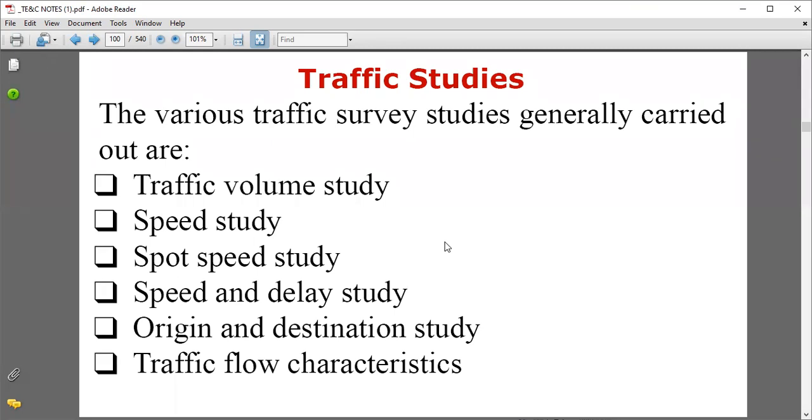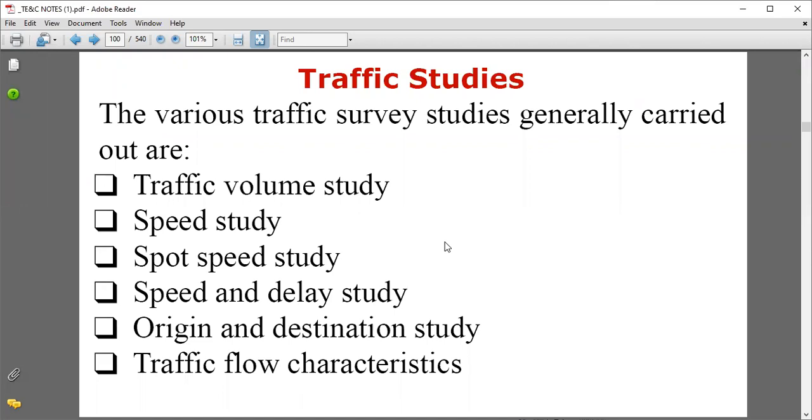We can take a judgment about that speed of that vehicle. That is the spot speed study. Again, speed and the delay study. So this we can calculate because of this road maintenance, because of the road disturbance, how the speed is going to be reduced and how it is affected. That information also we can collect here.